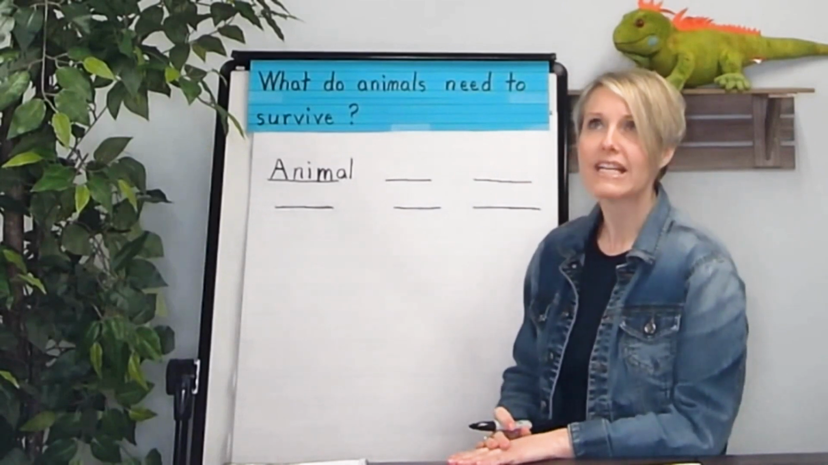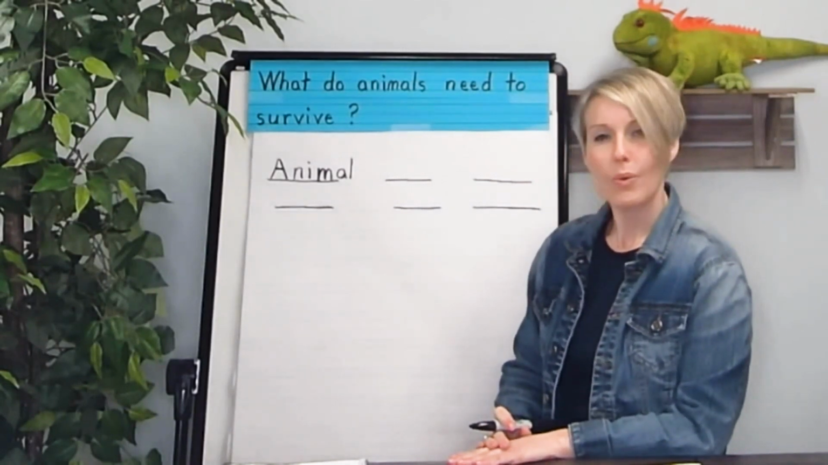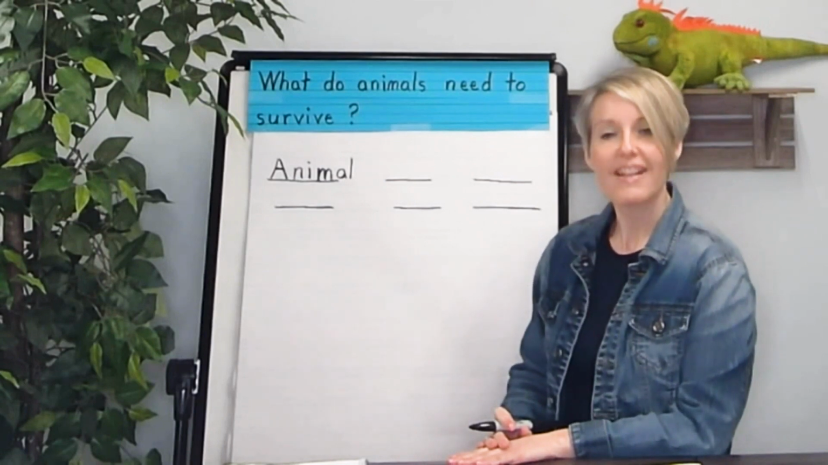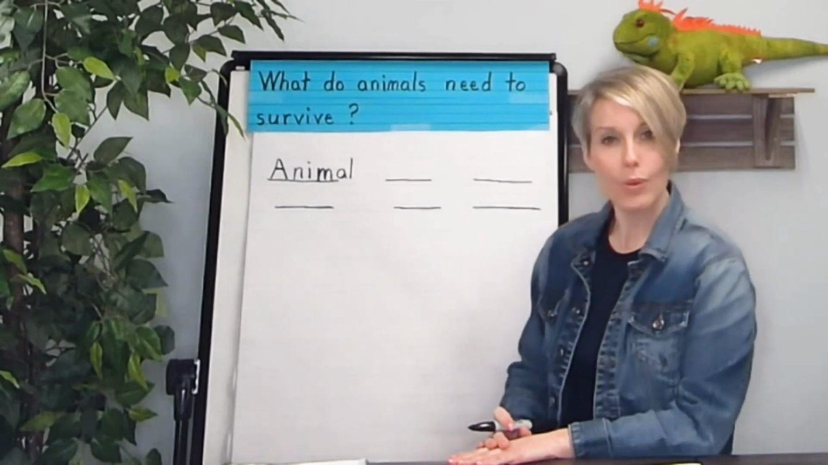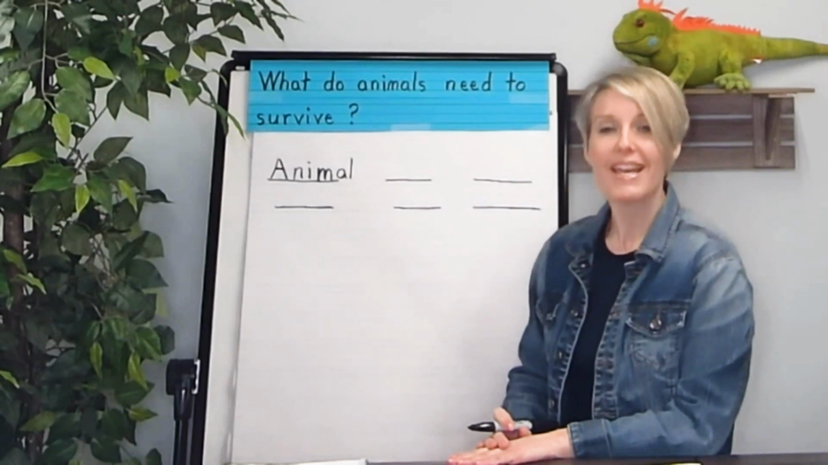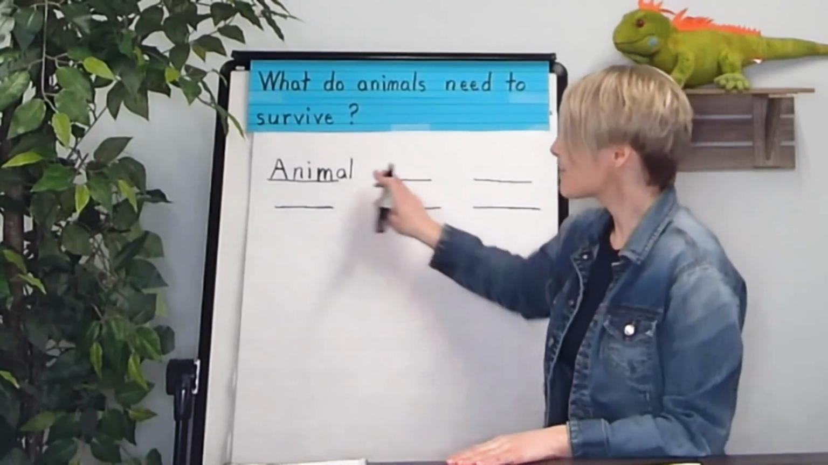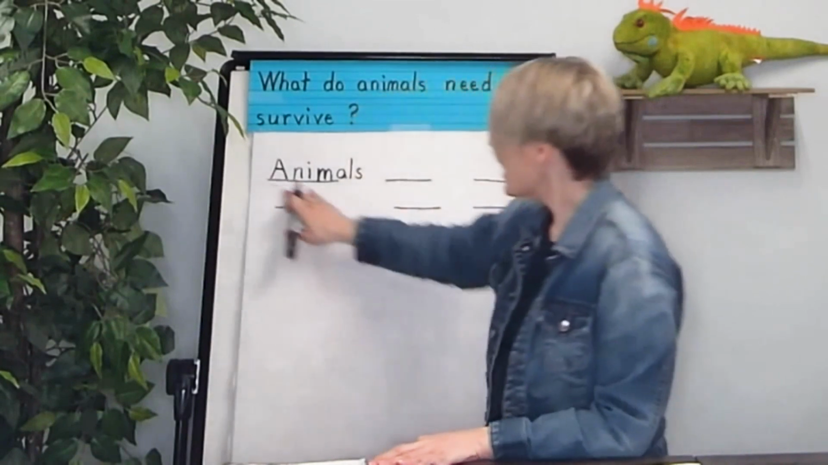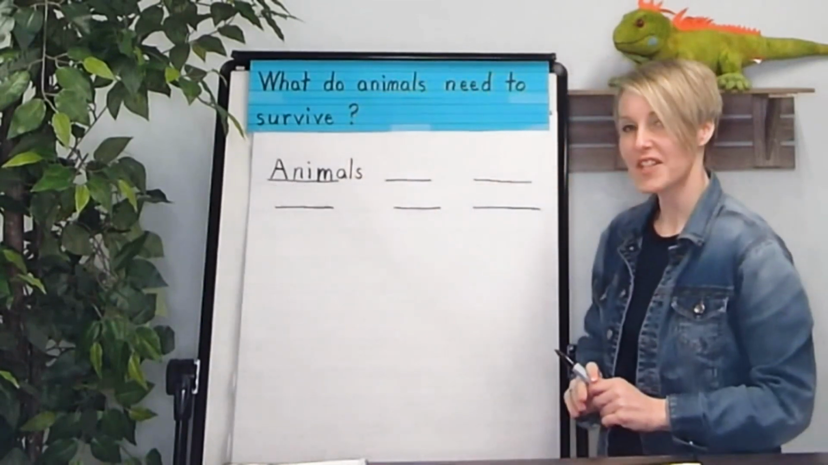Oh, I needed to say animals. What's that last sound you hear at the end? That's the letter S. When we put the S at the end of animal, it tells us more than one. Let's make an S. Around like a snake. Animals. Great job with the first word.